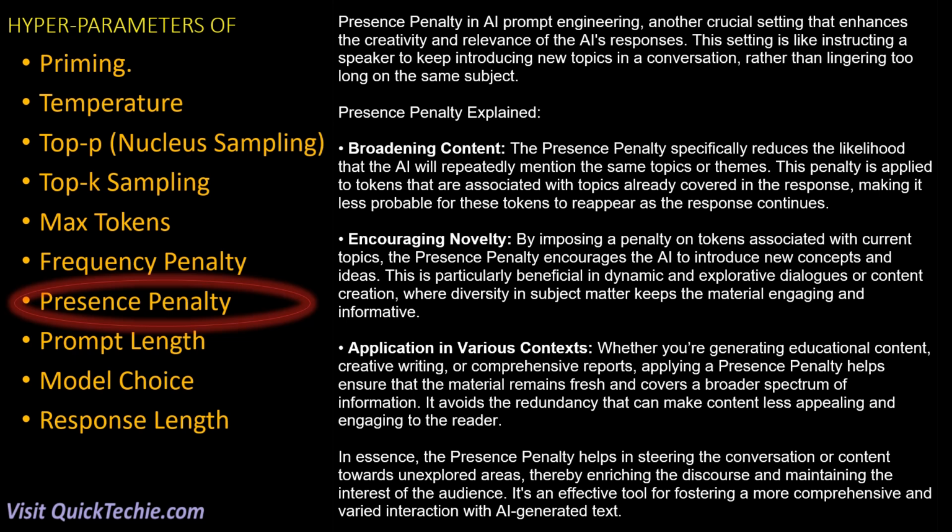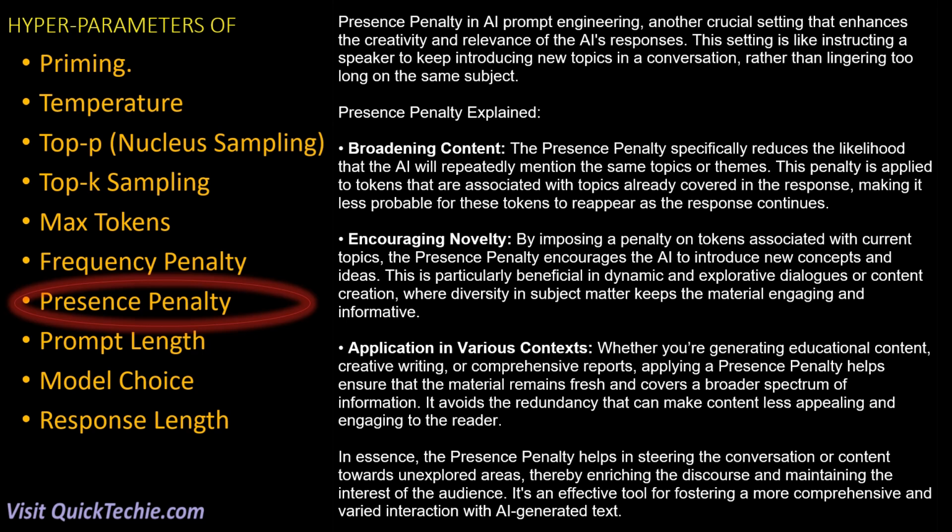Broadening content. The presence penalty specifically reduces the likelihood that the AI will repeatedly mention the same topics or themes. This penalty is applied to tokens that are associated with topics already covered in the response, making it less probable for these tokens to reappear as the response continues.